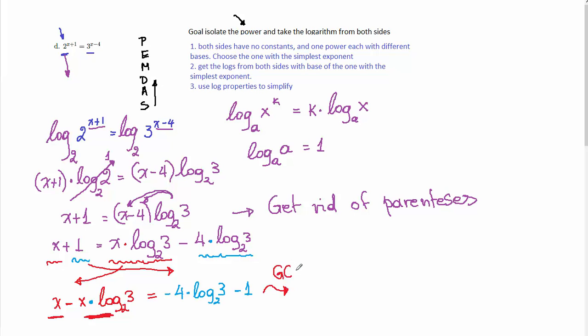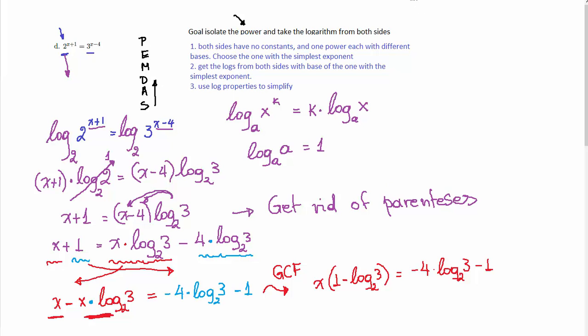So I'm going to look for the GCF on the left side. And the GCF on the left side is the number x. So now I have x times (1 minus log with base 2 of 3). And this is equal to negative 4 times log with base 2 of 3 minus 1.